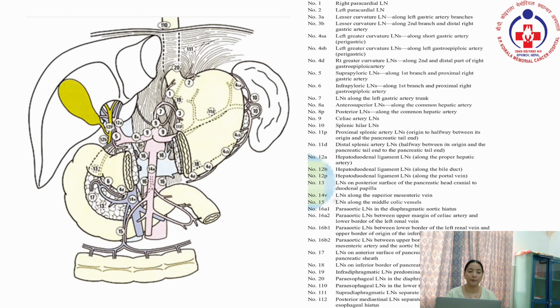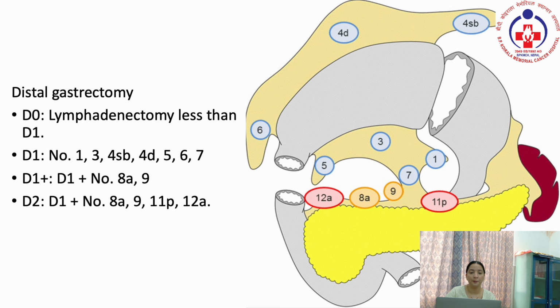And this is the various lymph node level as per the Japanese classification, which is involved or resected during the gastrectomy. And we will be more focusing today on level 14B, that is the lymph node along the superior mesenteric vein over here, and its significance in the distal gastrectomy.